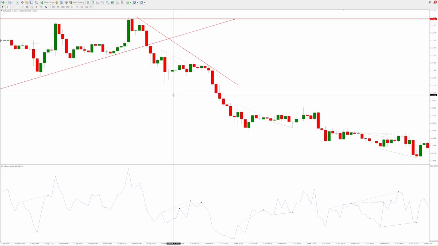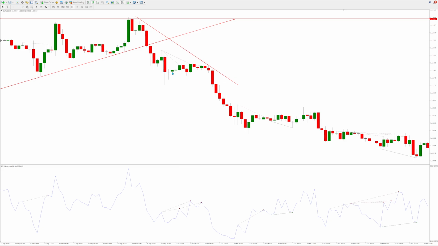Okay, now we're going to look for divergence to the downside, which we have. The indicator displays it both on the chart here and on the indicator here, so the lower highs, lower highs, lower highs from here, and also on the chart. Okay, so how do we then trade these?